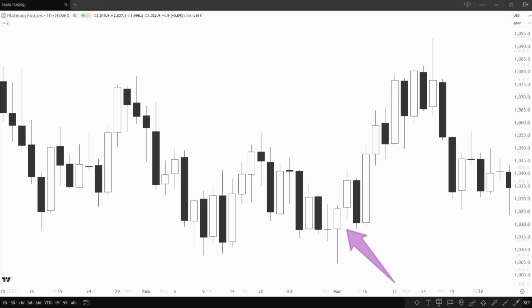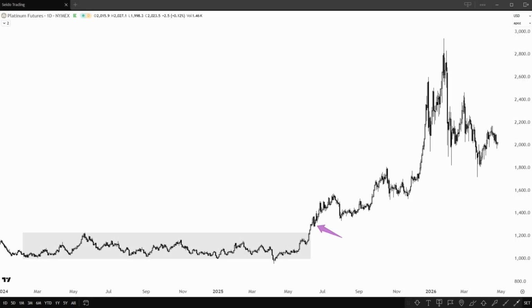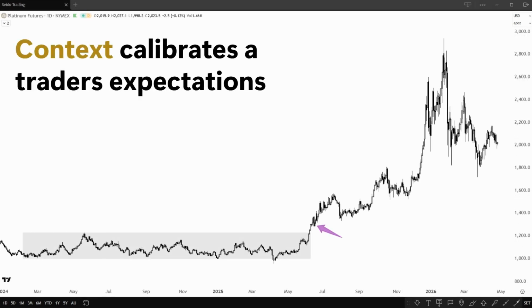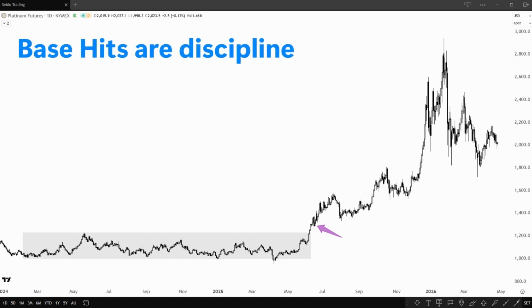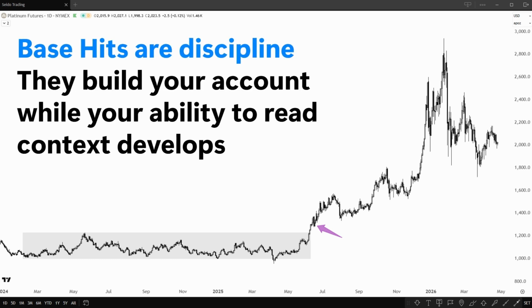A trade in the middle of a higher time frame range is a base hit. A trade with higher time frame momentum and room to move, that's a potential home run. Higher time frame context is how traders know when to swing and when to take a base hit. Base hitting is not settling for less. Base hits are discipline, and they keep you in the game long enough to recognize when that home run is actually there.